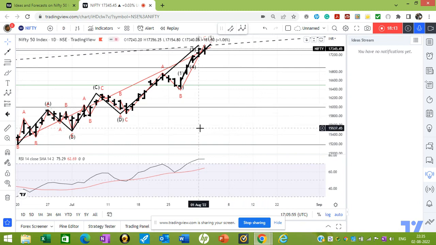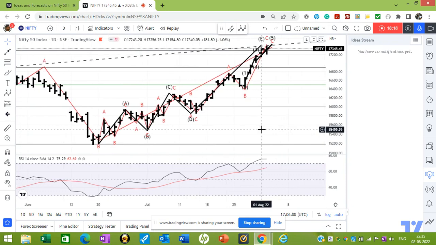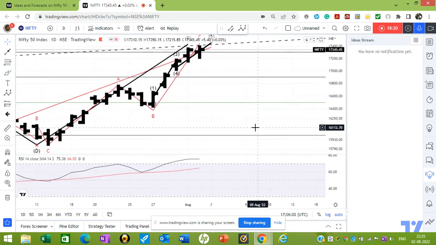So Nifty is holding up. Tomorrow, day after tomorrow, we will see what happens. Within 2 days, it will be clear. Because no more waves, I think.